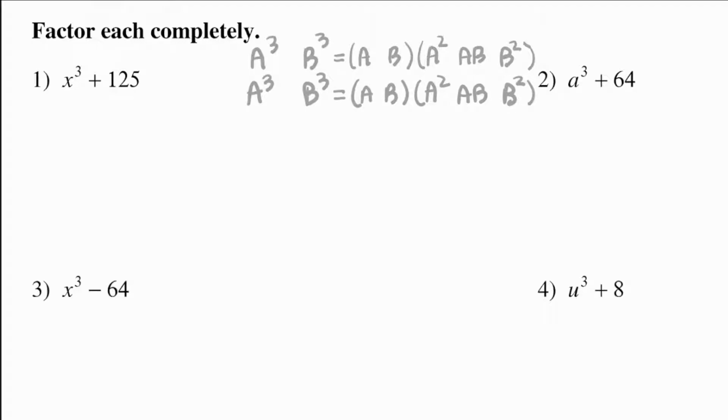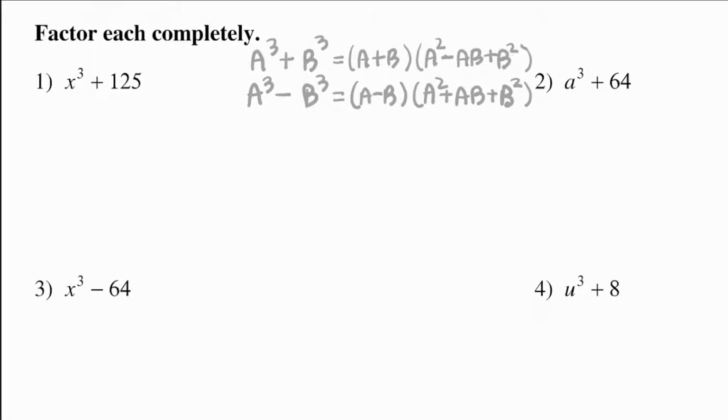Okay, so gotta remember it's SOAP, right? So for a to the 3 plus b to the 3, we have that plus sign there, so it's going to be the same, opposite, always positive. And for a to the 3 minus b to the 3, it'll be same, opposite, and always positive.